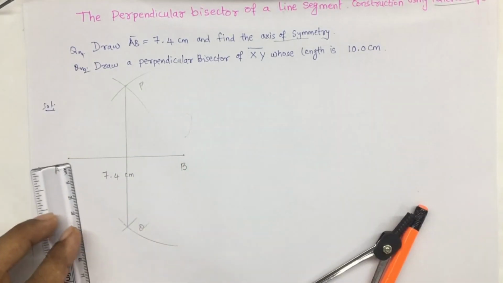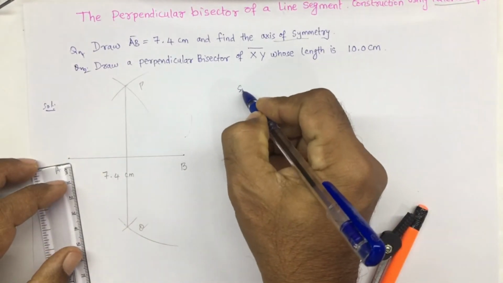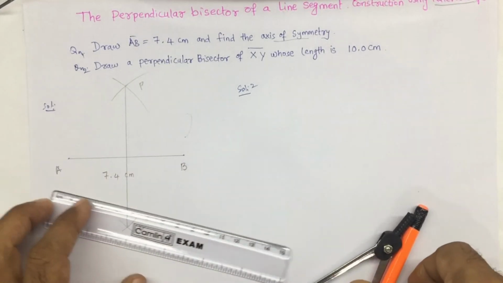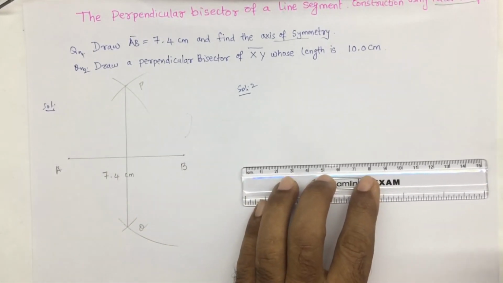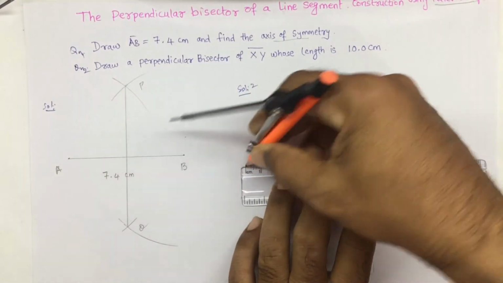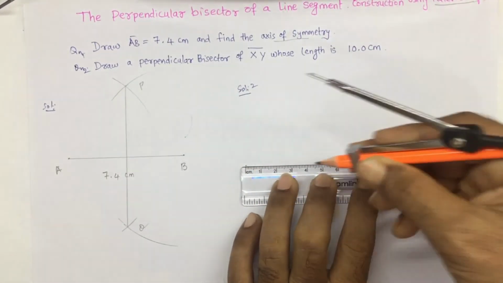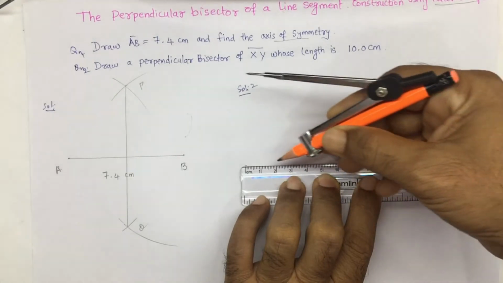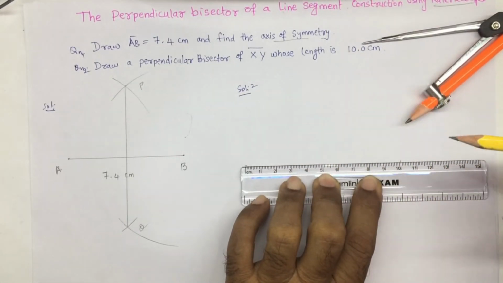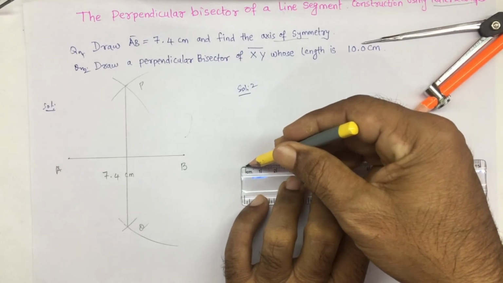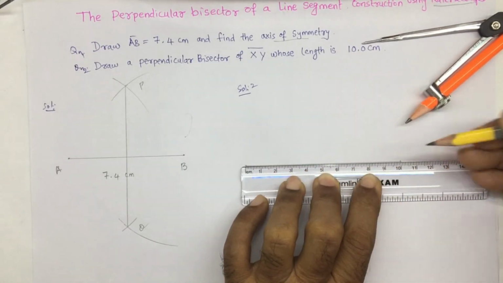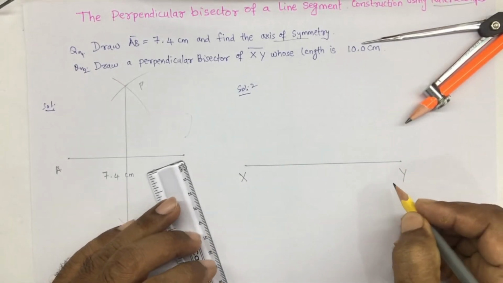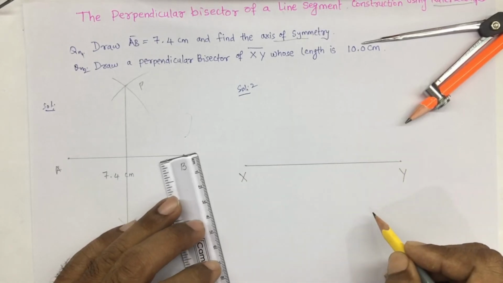And let us see the second question. Perpendicular bisector of XY whose length is 10 centimeter. Let us draw X and Y, both are points, X point and Y point. From 0 you have to take exactly 10 centimeters, and you have to use another pencil so that it will not be inconvenient to draw the lines sometimes. So this is say X and this is Y. Now we need to bisect it, perpendicular bisection.